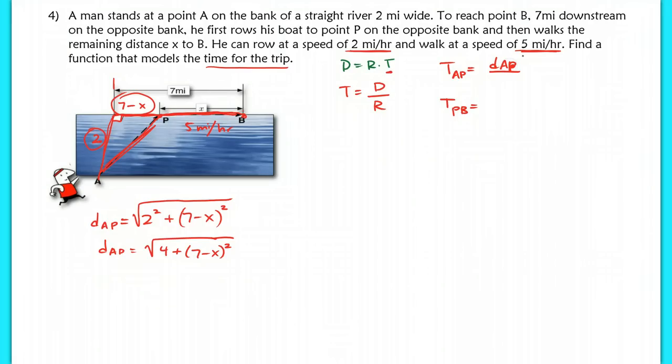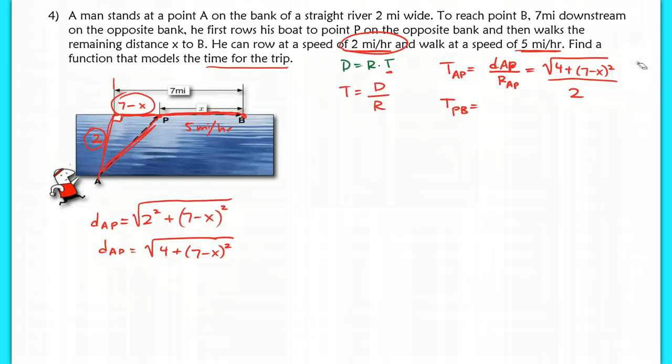Alright, so now we have the distance from A to P, and we want to divide that by the rate that it takes him to get from A to P. So we already have the expression for the numerator. It's going to be the square root of 4 plus 7 minus X squared. And you're going to divide that by the rate that it takes him to row that boat. The rowing speed is 2 miles an hour. So we're going to divide that by 2. So right now we have the time in terms of X just to get from point A to point P.